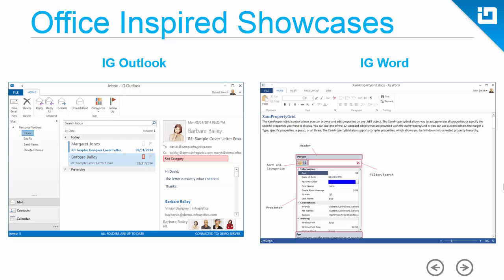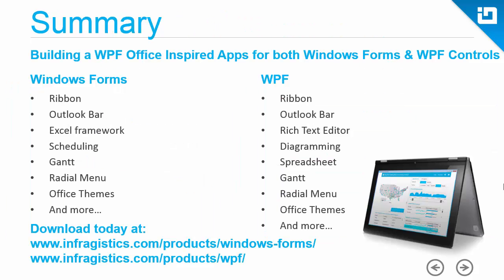That's available now. We also have IG Word. IG Word is an application that's going to mimic Word. It's not available now, but it will be when 14.2 releases. And it's going to be the same thing. This is built with Prism. This is built with MVVM using Unity for dependency injection. These are best practices on how to build production apps. And you can expect more Office-inspired showcases from Infragistics to help provide you guidance on how to build these types of applications using our controls.